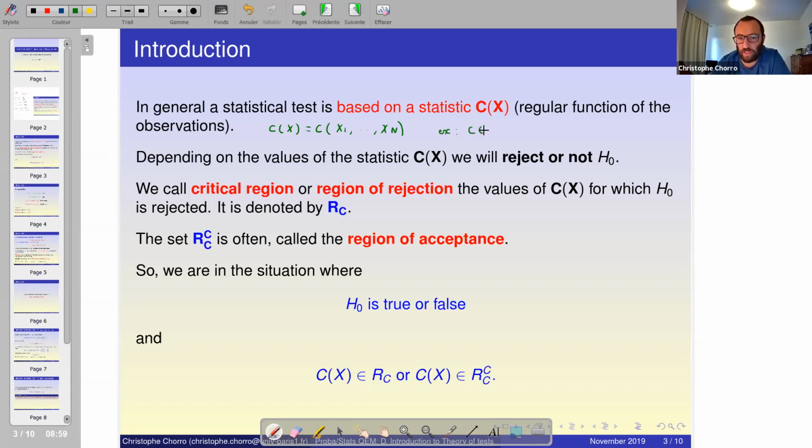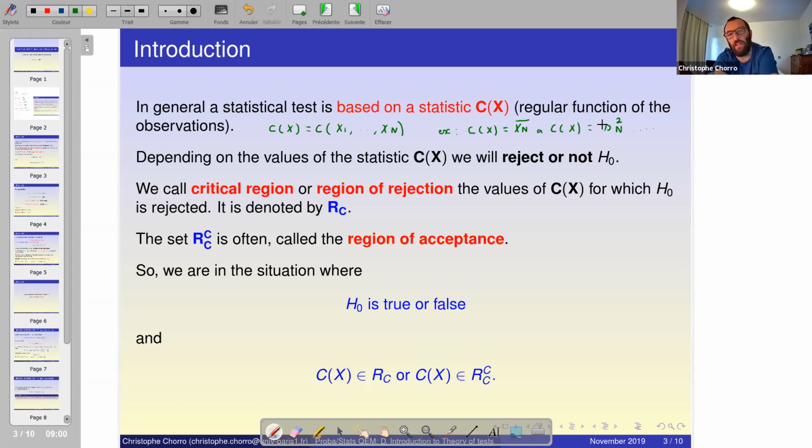You may have, for example, that C of X is equal to the sample mean. I have here a regular mapping of the observation, but you can also take, depending on the problem, C of X equal to the corrected sample variance, or something else. This definition is very general, it's just a mapping depending on my observations. And by regular, I just mean that it has to fulfill some classical hypotheses, but I don't enter into the details here because in general, we are going to deal more or less with polynomials in the observations.